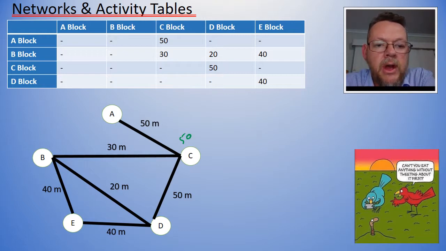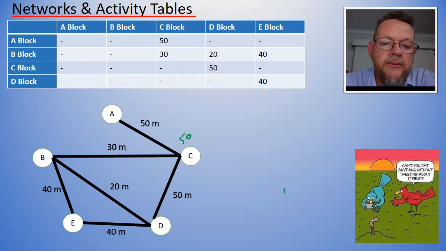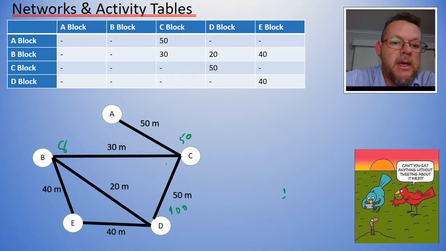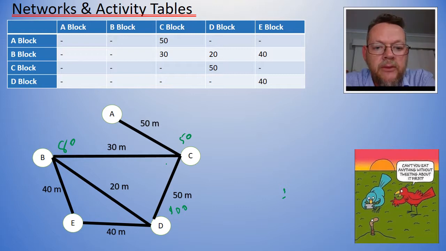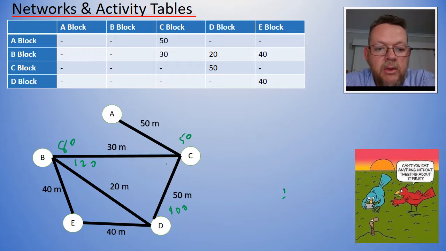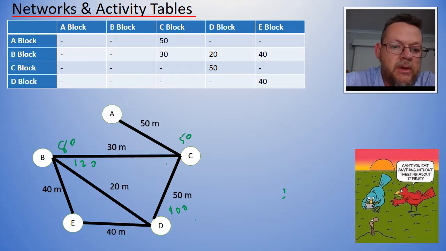Now that's all the nodes that are one node away from node A. Now A to C is 50, so A to C to D is going to be 100. So I'm just going to write a little 100 there to keep that in my mind. Now from A to C to B, well that's 50 plus 30, so that's going to be 80. Now I can also go from A to C to D to B, and that's going to be 120. Now I can also look at from A, C, D down to E, so that would be 140.